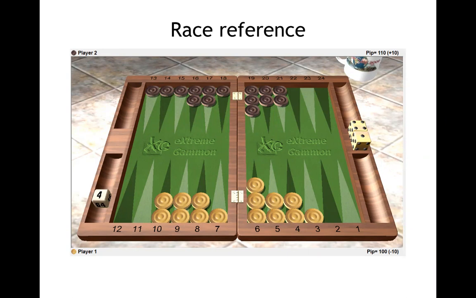So the reference here is really when you're down 10% in the race, and here I made a balanced position where it's exactly 10%, 100 to 110. How often is white winning? How often is black winning this position?